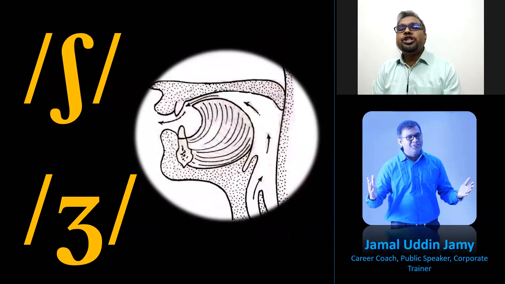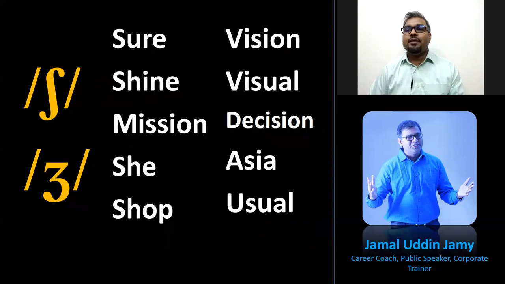Next one. Sh, zh, like a snake. A bit tricky because we do not have any equivalent sound in the Bangla language. We sometimes take help from sh, sometimes from zh. Let's see some examples: sure, shine, mission, she, shop, vision. We used to say vision, but visual, no.